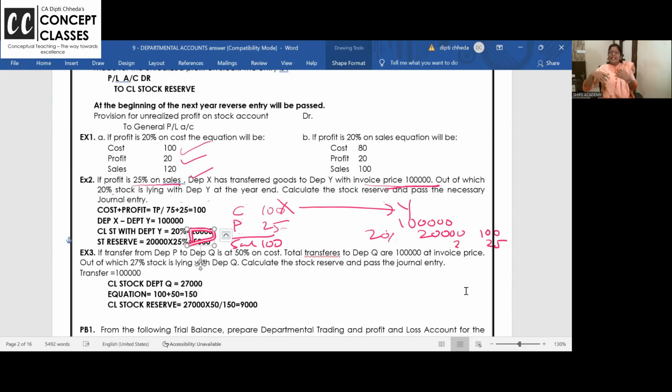If my goods are lying with you with a profit of 25 at selling price 100, then in that case, how are we going to do? 1 second now.